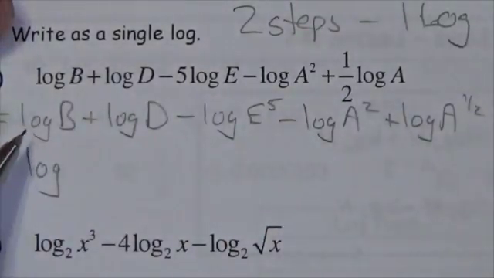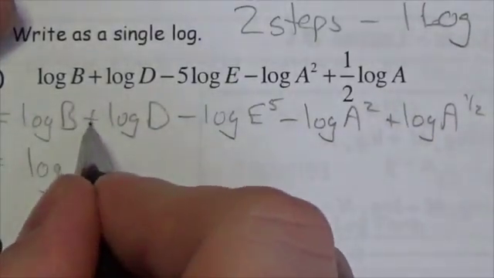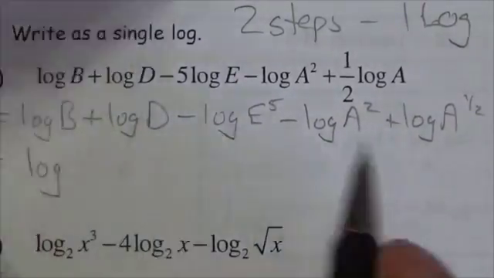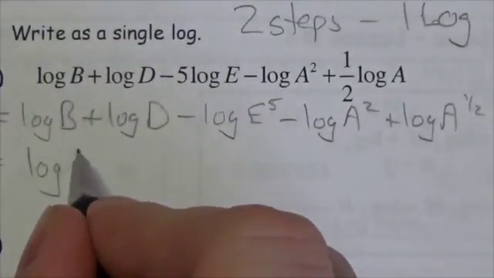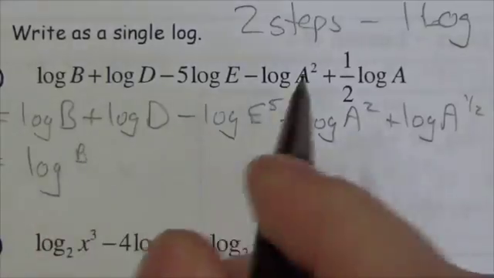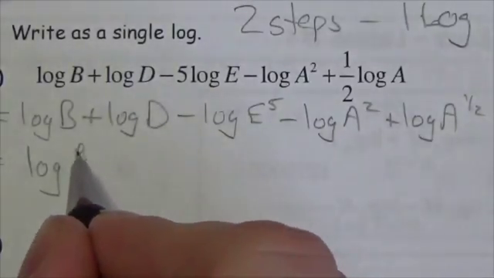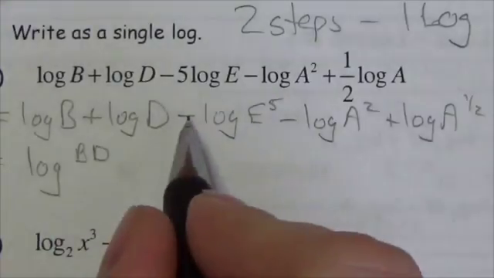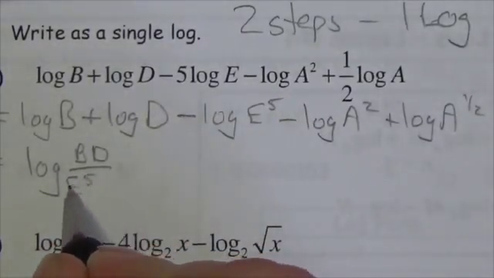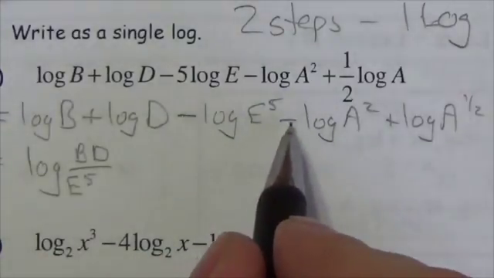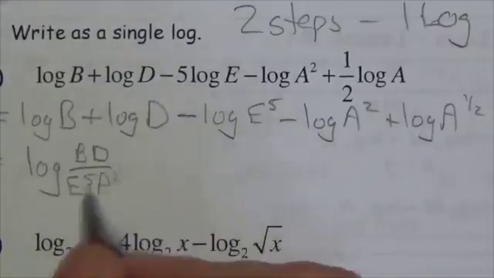I'm going to read this thing left to right, and I'm just going to obey what the little signs are telling me. So I've got a positive log b here. That means when I put those together, the b is going to be in the numerator. Plus, addition I should say becomes multiplication, so b times d. Subtraction becomes division, so e to the 5th goes in the denominator. Subtraction becomes division, so a squared goes into the denominator.